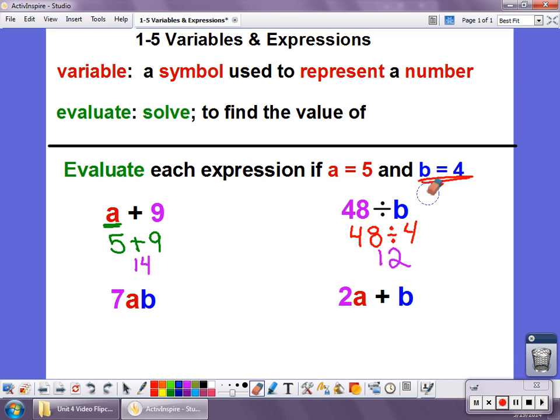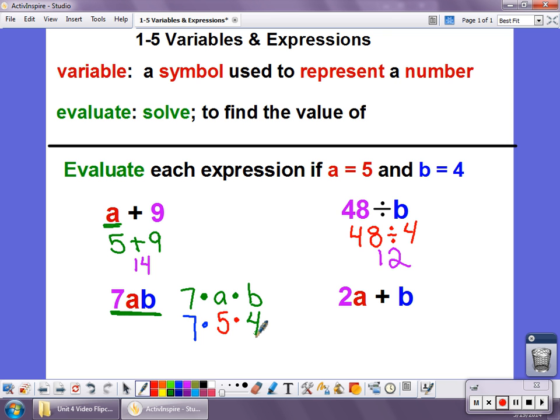The next expression we have here says 7ab. Now this one's a little tricky. Whenever you have letters and variables side by side like this without any symbols in between, it means multiplication. So 7ab really means 7 times a times b. So when I plug into this, 7 stays 7. I'm going to put in my value for a, which was 5, and I'm going to put in my value for b, which is 4.